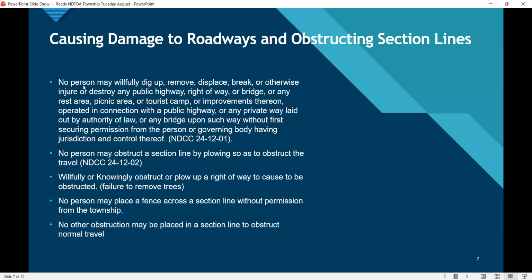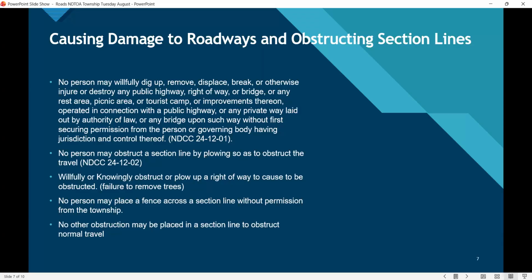So there is a section of code, and this comes up quite often. No person may willfully dig up, remove, displace, break, or otherwise injure or destroy any public highway, right of way, or bridge, or any rest area, picnic area, tourist camp, or other improvements in connection with a public highway or any private way laid out by authority of law. So any section line, any township road, a person is prohibited from digging that up without first going to the township and asking permission. That's under chapter 24, section 1201 of the Century Code.